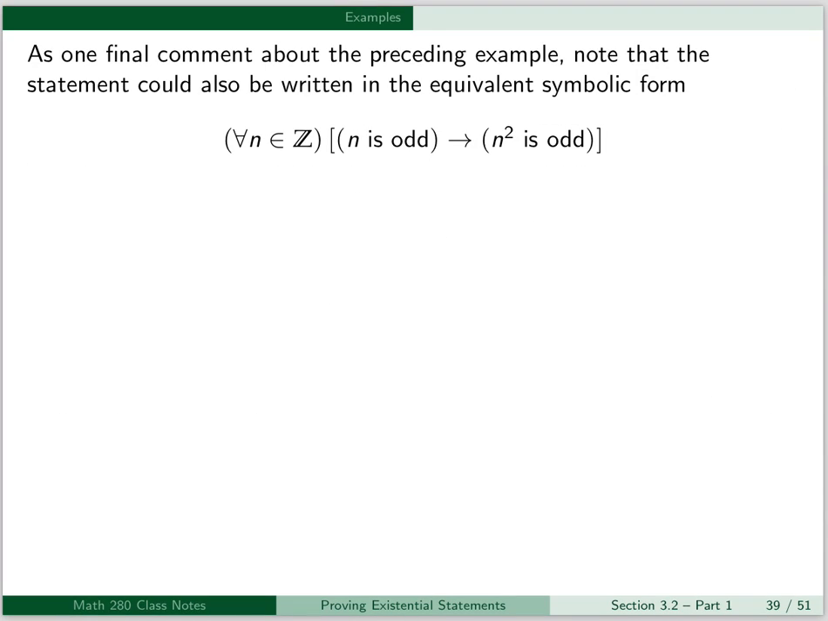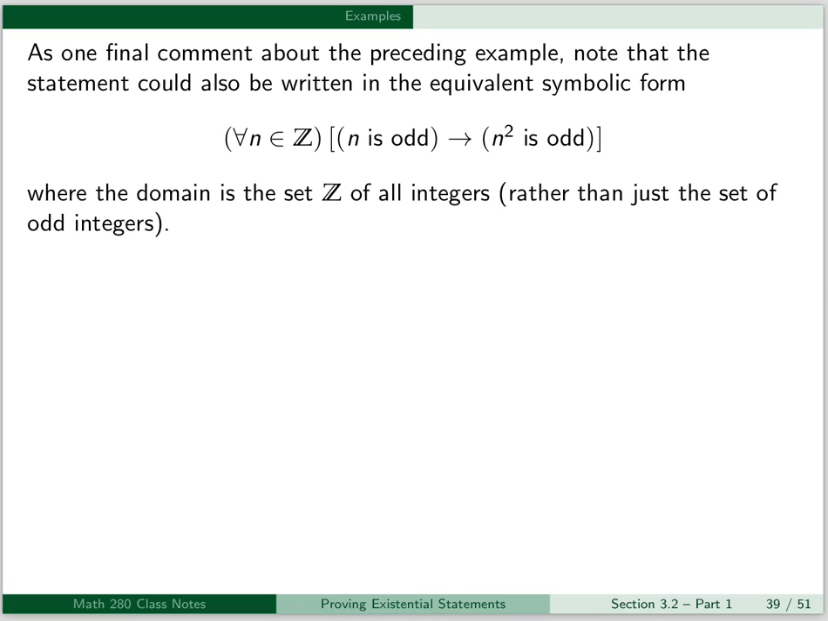As one final comment about the preceding example, note that the statement could also be written in the equivalent symbolic form: for all n in Z, n is odd implies n squared is odd, where the domain is the set Z of all integers rather than just the set of odd integers.